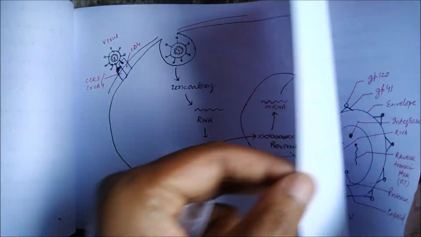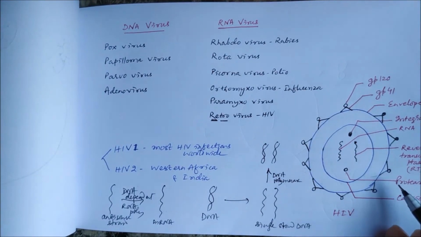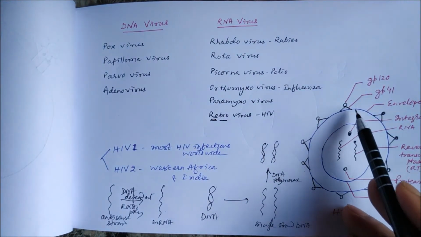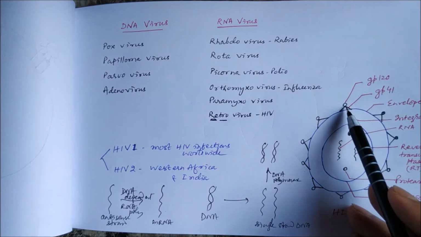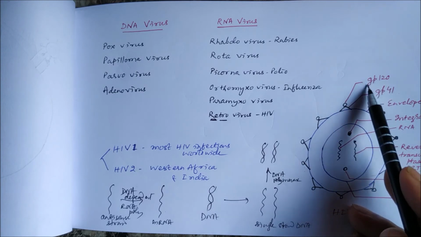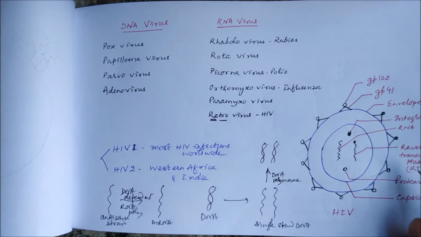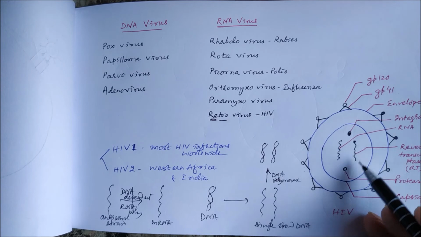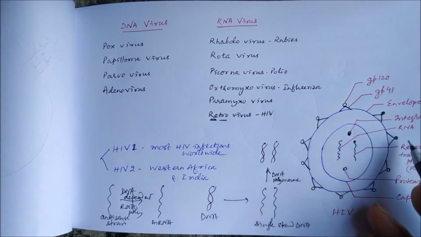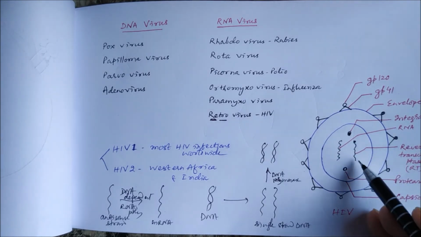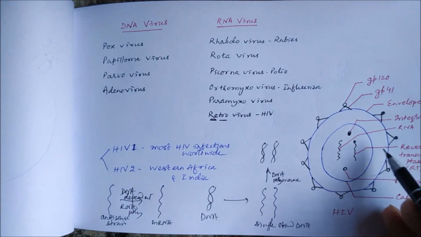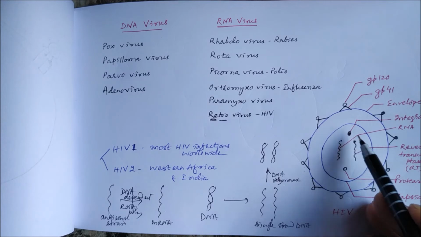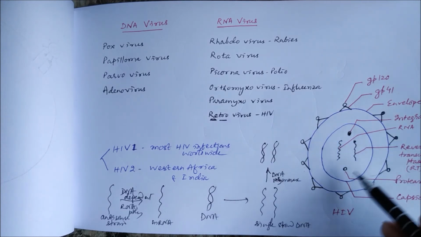If you see the structure of this HIV, you can see on the envelope there are glycoproteins, the glycoprotein 41, above the GP41 there is glycoprotein 120, and inside there is not only the nucleic acid core, that is the RNA, but it also contains the enzyme reverse transcriptase, it also contains protease, and it also contains integrase. So these are the enzymes present in HIV.